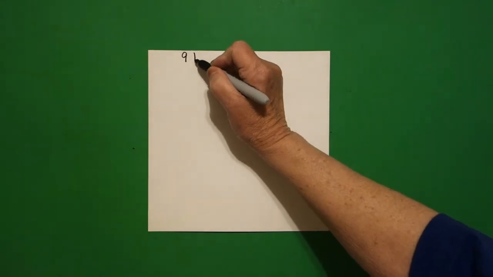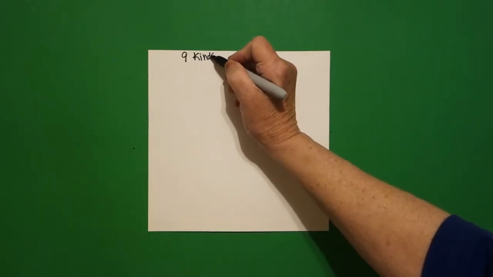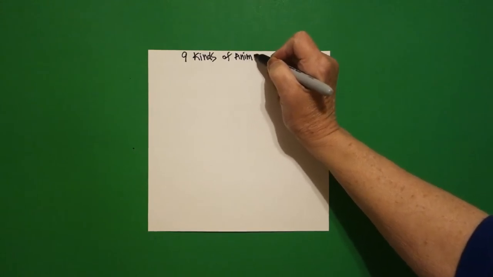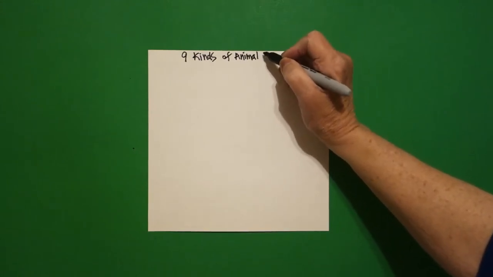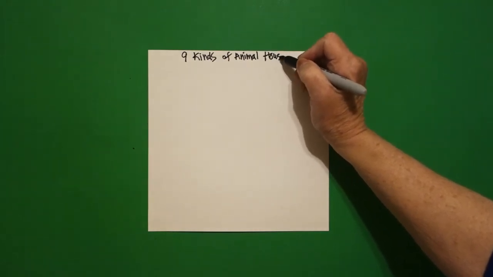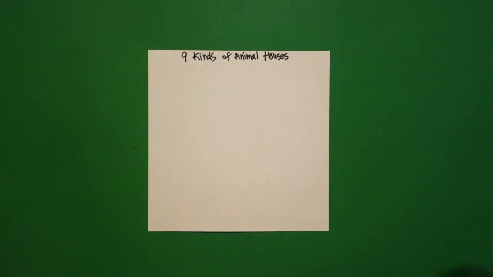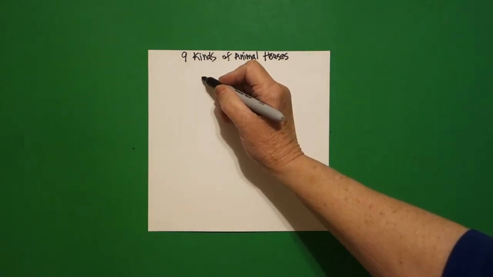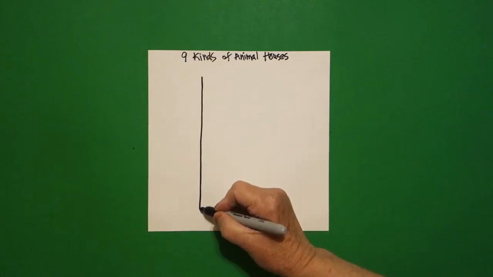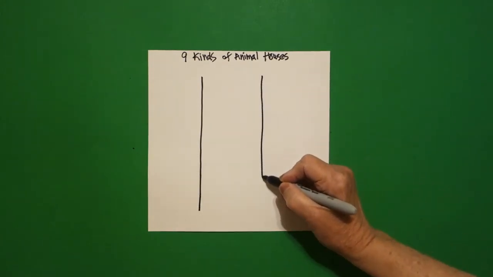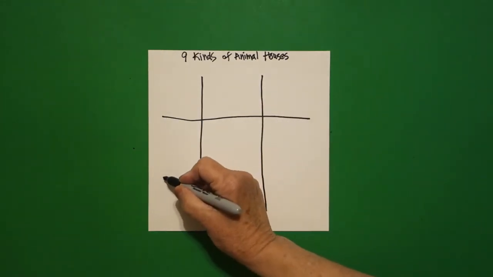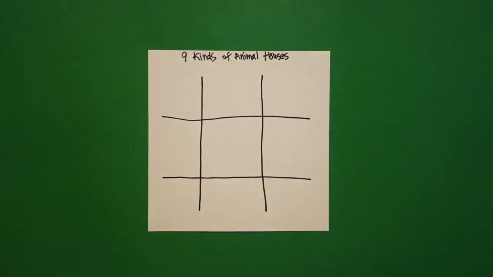Okay, let's draw. Today's project is how to draw 9 kinds of animal houses. I'm putting this up on the top so I don't forget what I'm doing. This is kind of long, so you might want to do this in 2 sessions, 1 for drawing and session number 2 for coloring. Okay, the first thing we have to do is draw our tic-tac-toe grid to divide up our space. Okay, so we draw those straight lines.